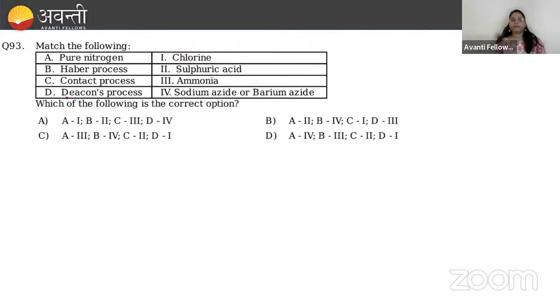Next problem. Okay, यहाँ पे फिर से हमको मैच करना है. Pure nitrogen, Haber process, contact process, Deacon process. Which of the following is the correct option?